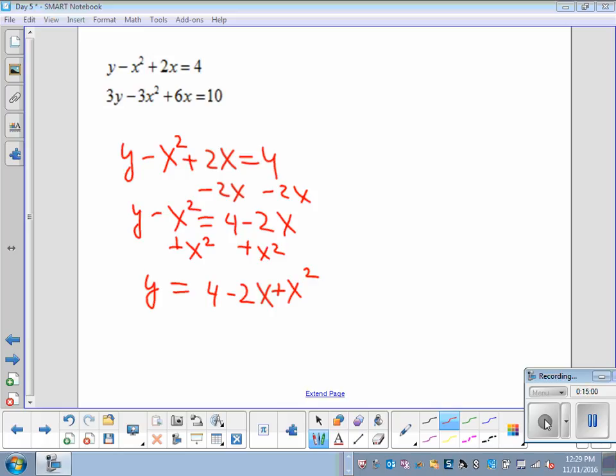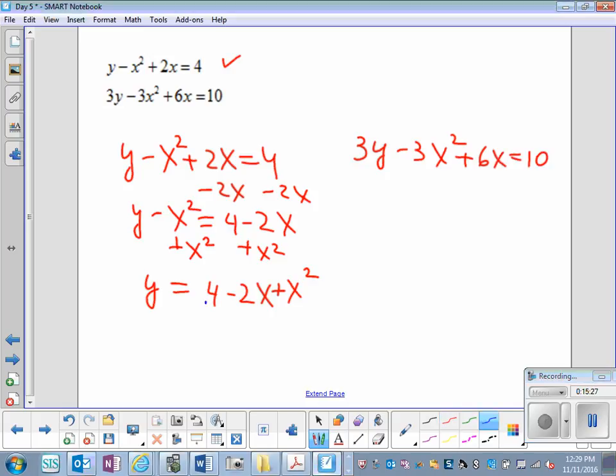Okay, so we isolated y, right? Now what do we do? We substitute. So which equation do we have to use? The bottom one, right? If we use the first one to isolate, we have to use the second one to substitute. So 3y minus 3x squared plus 6x equals 10. So I take whatever I got for y and I substitute it into the second equation. So let's see what happens.